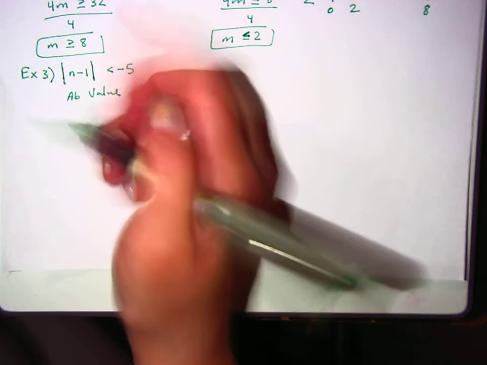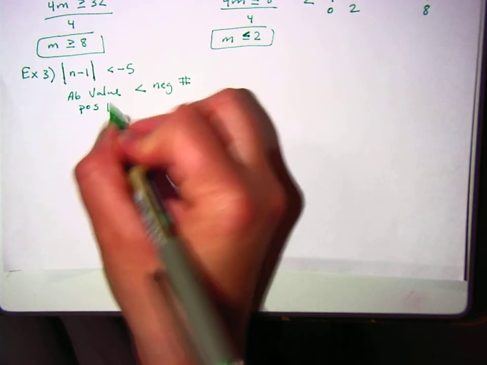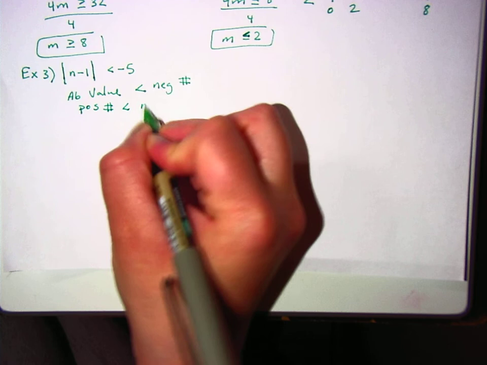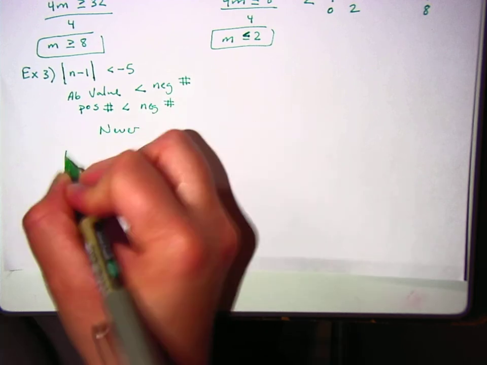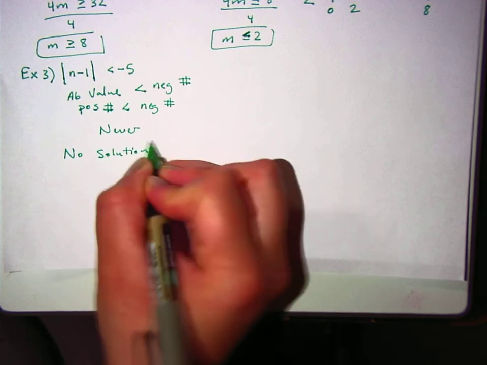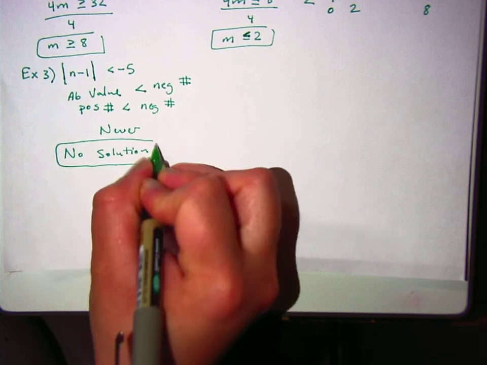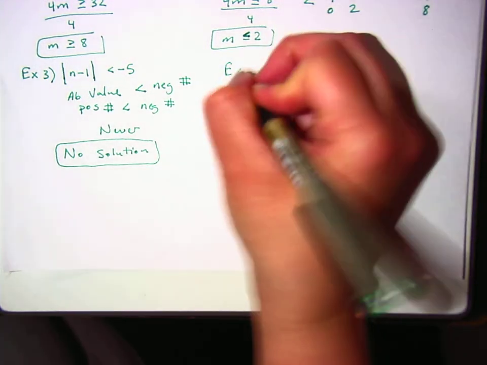So since an absolute value is always positive, this is essentially like me saying, when is a positive number less than a negative number? And the answer is never. So there's no solution. If you have an absolute value that is less than a negative number, that is no solution. And at least one of those will come up on your homework, so be prepared.